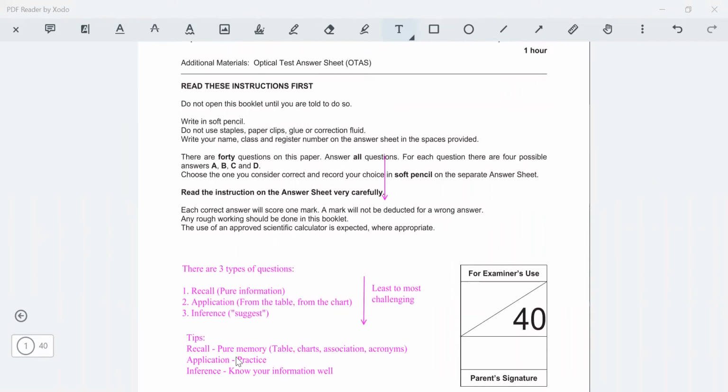So recall is pure memory, and if you study hard enough and you recall more through table charts, associations, and acronyms, it will help you retain your information better. For application questions, the more practice papers that you do, the more types of questions that you will be exposed to. So in exams, you might see a certain kind of trend in application questions for certain topics. For inference questions, you should know your information well in the application question, and thus in inference, it's usually a lot of common sense, and down the road in further questions, I will show you examples of them.